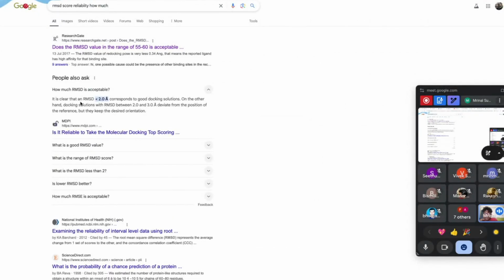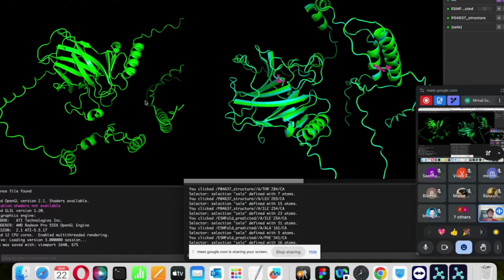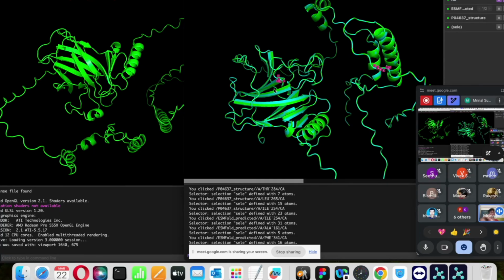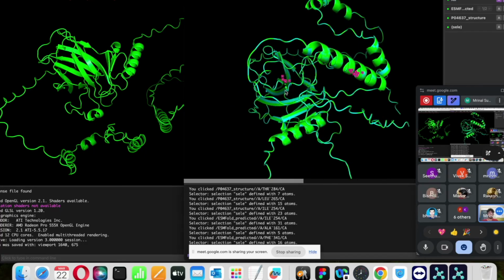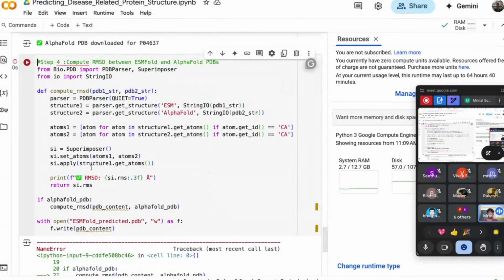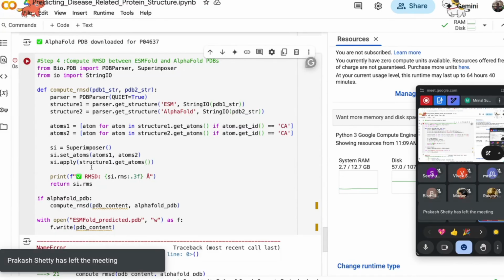An RMSD of less than 2 corresponds to good molecular docking solutions. Molecular docking is a concept where we are superimposing a particular molecule onto another molecule, and in this case we are trying to bind a protein molecule, or I mean a drug molecule, onto the protein molecule. When you run my notebook, you will get around 2. I think I got 2 Angstrom as my value, which means that my prediction is almost accurate.